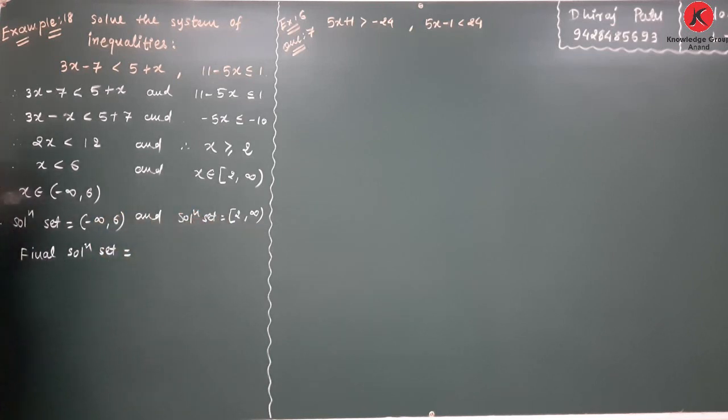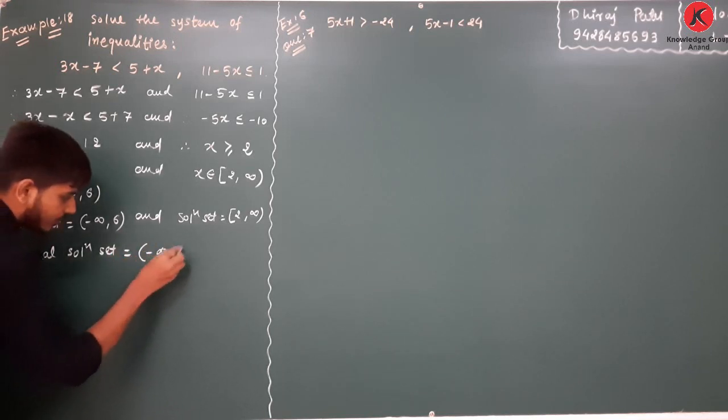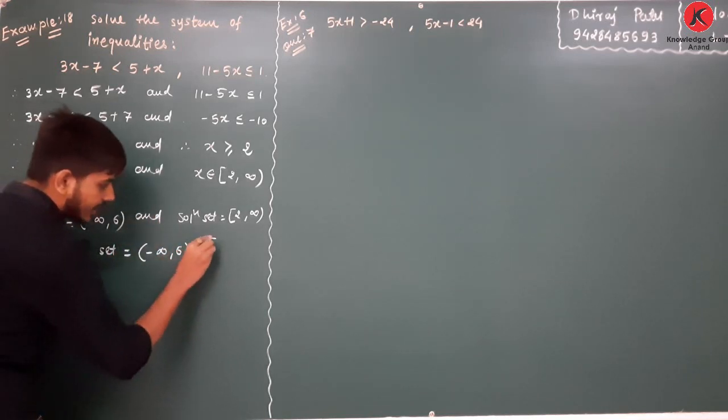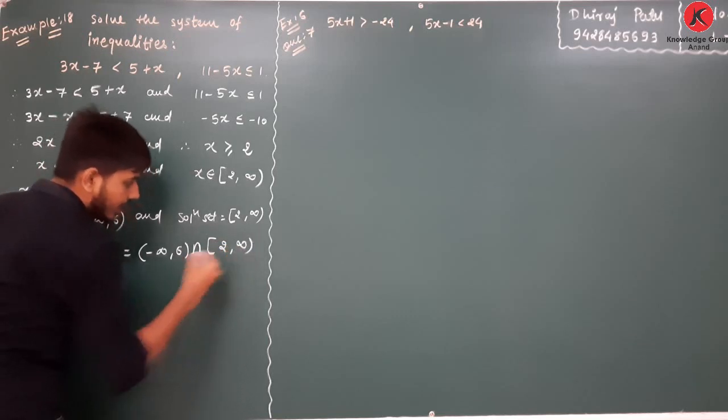Okay, therefore the final solution set equals minus infinity to 6 intersection 2 to infinity.